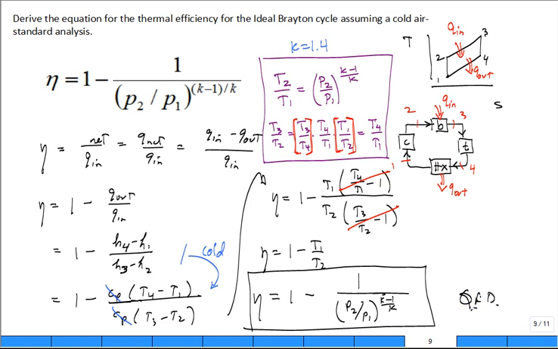So there's the derivation. The first time you do it, it probably takes you a little longer to figure out that the product of T3 over T4 times T1 over T2 is equal to unity. But that is true. All right?